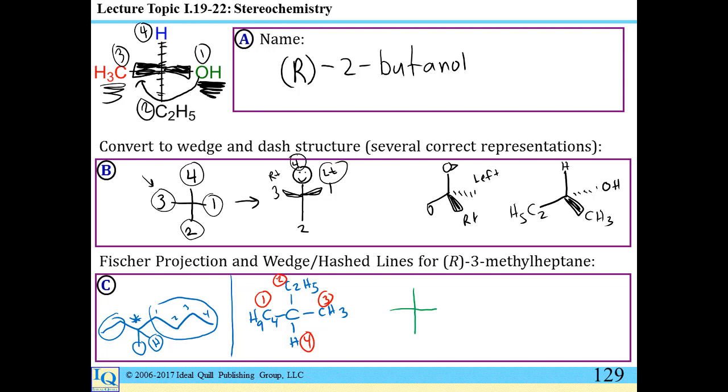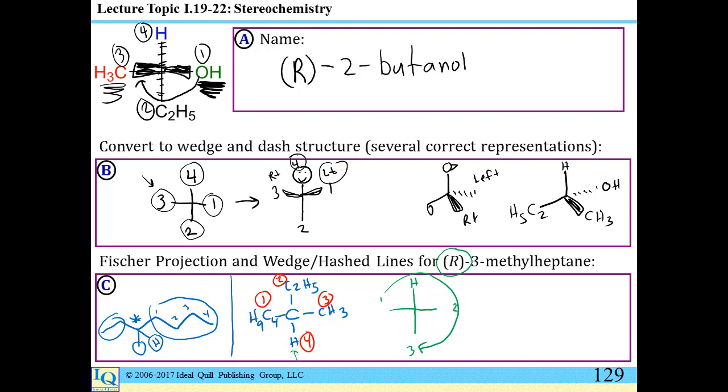If I want to draw a Fischer projection for this species and make sure that it's an R isomer, I'll want to position my lowest priority group, in this case hydrogen, in the back. The vertical lines represent groups going away from us, so that will place the hydrogen there. If I want to make sure that I have the R isomer, I need my arc from 1 to 2 to 3 to go in a clockwise fashion.